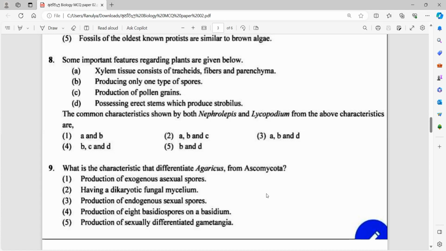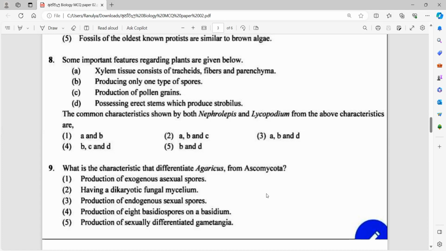Then asexual reproduction in Ascomycota occurs by conidia, which are exogenous spores, right? They are non-motile. But in Basidiomycota, asexual reproduction is rare, okay? Rare. That's why the first statement is incorrect.